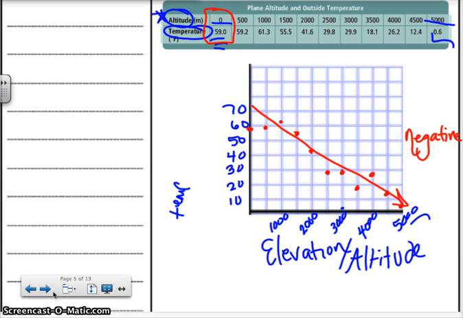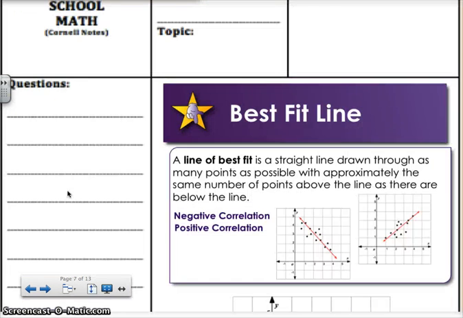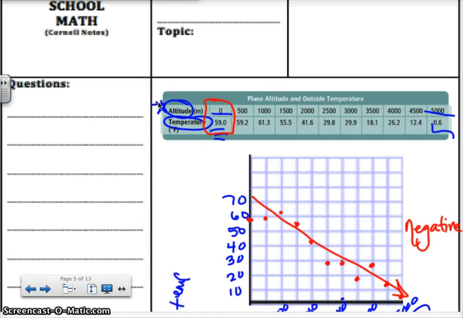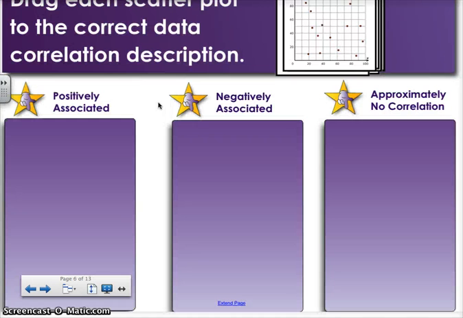Next concept. Whoops. Come on. Huh. Do you guys have, you don't have this one in your notes, right?